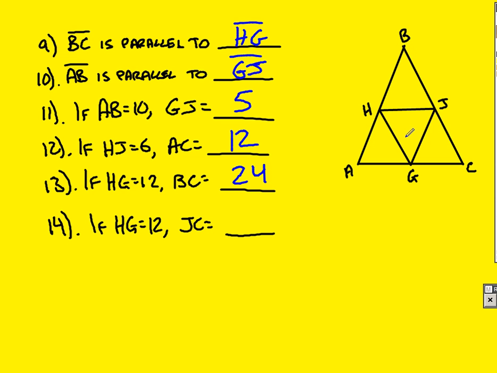HG is 12 again. What is JC? Well, remember, this is a midsegment, so if the whole thing is 24, each little one should be half of that, so 12. So that's all you need to do for this.